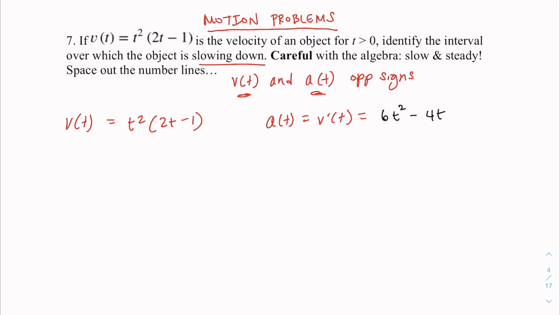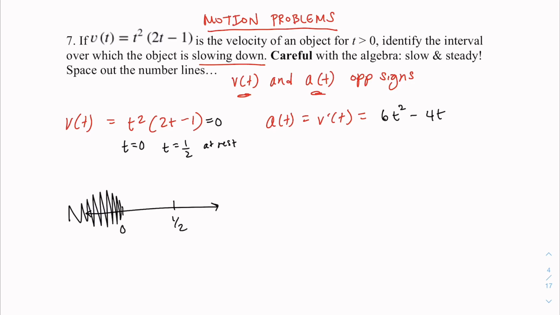What are we doing with them? Well, we want to put them on a number line and compare our signs. So my velocity is 0 at t equals 0 and t equals 1/2. That's where my object is at rest. Now time can't be less than 0, so we're going to cross off that part of the number line. Okay, in the context of the problem, we're dealing with time. It doesn't make sense to have a negative time. So starting on the right side, our number line is positive, and then at 1/2, it flips to be negative, and we don't care what happens at 0 because time can't be negative.